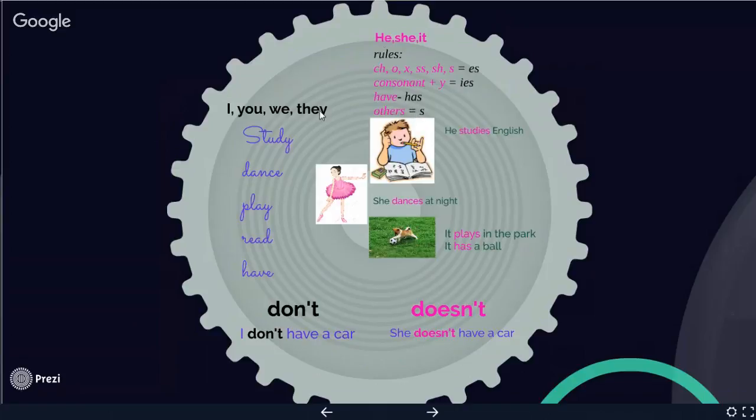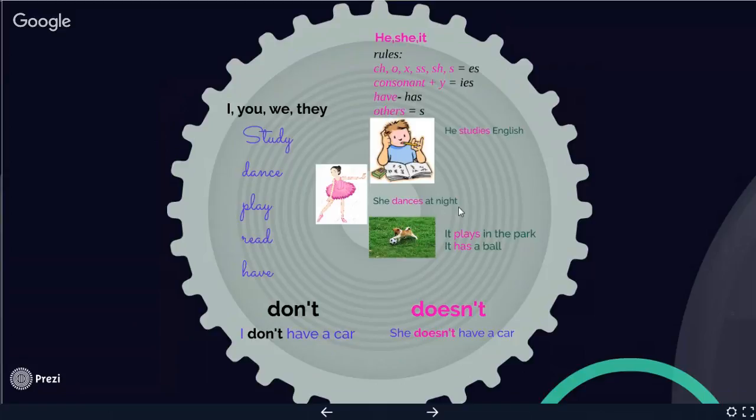For example, study. In this case, I can say he studies. Why? Because study finishes with y, but before it is a consonant. For that reason I change the letter y to the letter i and add es. He studies English. Dance. Dance finishes with e. I don't have a rule about the letter e. For that reason it is in others, and I only add the letter s.